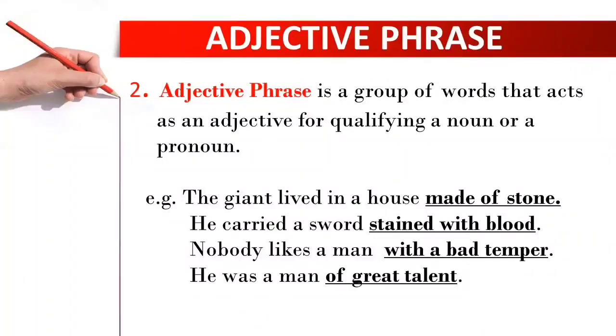He carried a sword stained with blood. Here, stained with blood is adjective phrase modifying the noun sword. Nobody likes a man with a bad temper. Here, with a bad temper is adjective phrase modifying the noun man. He was a man of great talent. Here, the words of great talent is adjective phrase modifying the noun man.